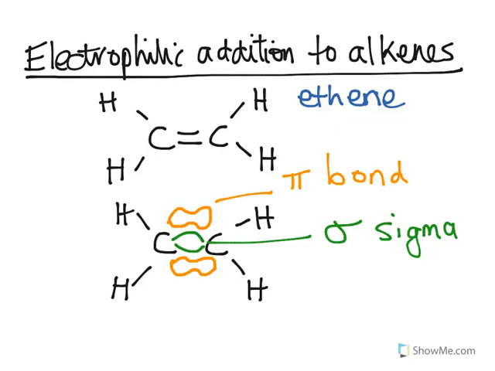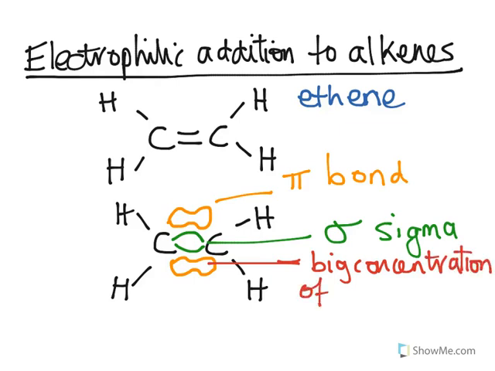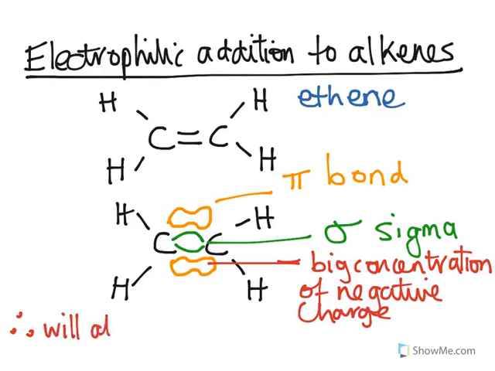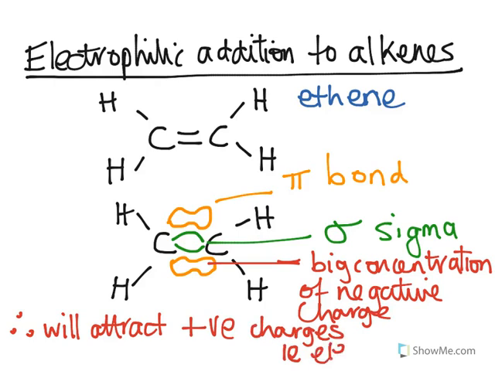So there are important things to understand about the pi bond. This gives us a big concentration of negative charge in this area of the molecule, and that of course means that what will be attracted to it will be anything that has a positive charge or a concentration of positive charge. And what we're talking about here are what we call electrophiles, which we are going to represent by the symbol E+.